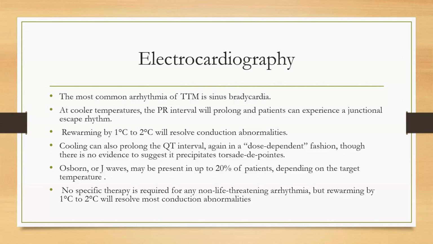Cooling can also prolong the QT interval, again in a dose-dependent fashion, though there is no evidence to suggest it precipitates torsades de pointes. Osborn or J waves may be present in up to 20% of patients depending on target temperature. No specific therapy is required for non-life-threatening arrhythmia, but rewarming by 1 to 2 degrees will resolve most conduction abnormalities.